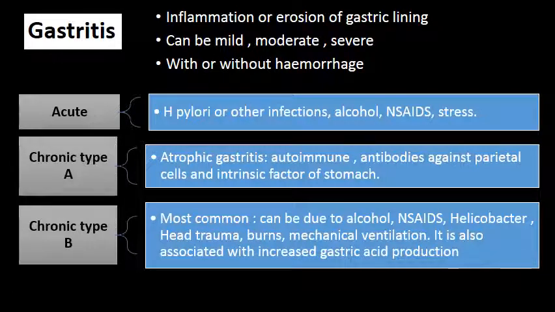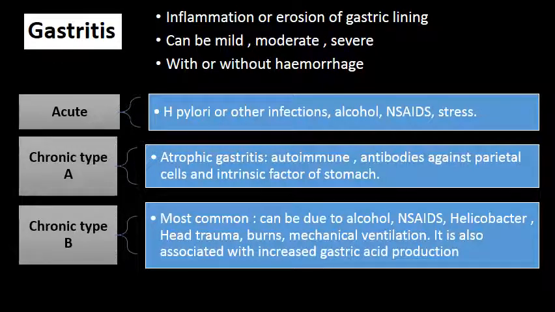Now, gastritis is also of 2 broad types, acute and chronic. Chronic is further divided into type A and type B. Acute gastritis is caused by H. pylori or other infections, alcohol, NSAIDs, and stress. That's why a lot of students have it.